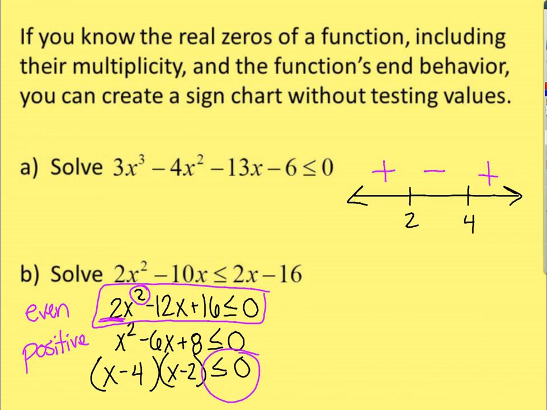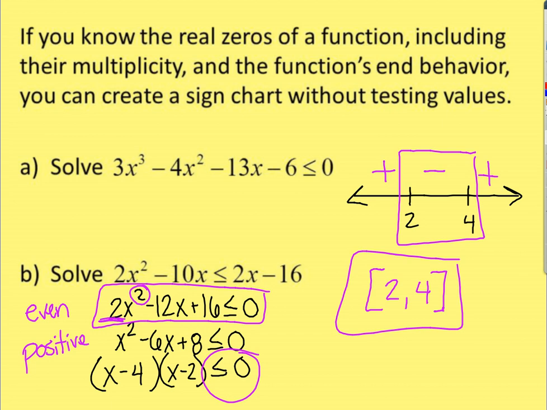We are looking for when this function is less than or equal to 0. Again, since it says equal to, these are going to be square brackets. And we're going to be less than 0, or the y values below the x-axis, between 2 and 4, and it will be equal to 0 at 2 and 4, so they are square brackets.